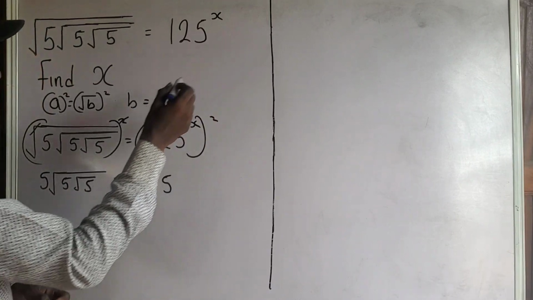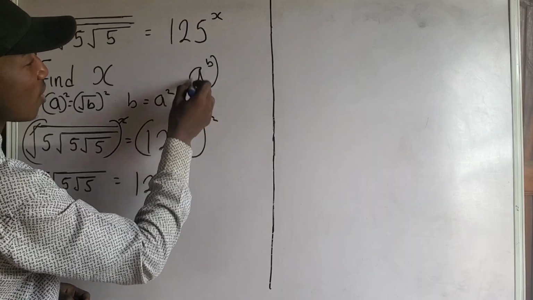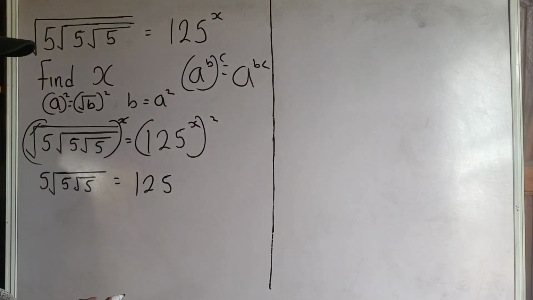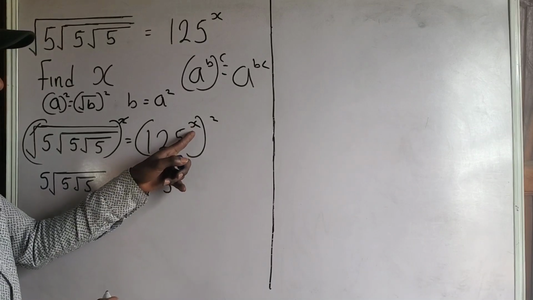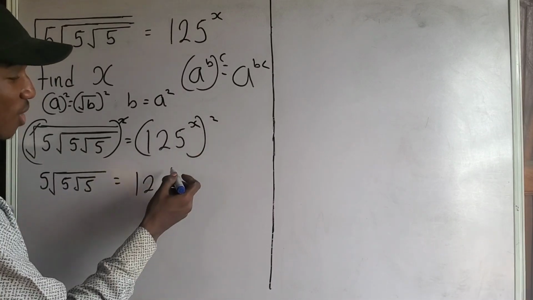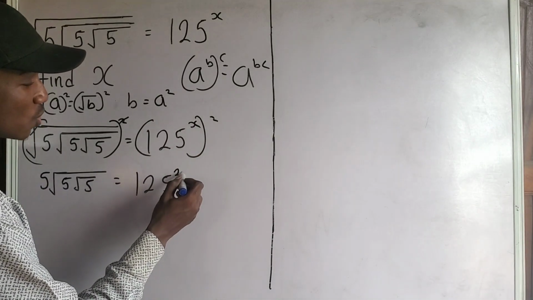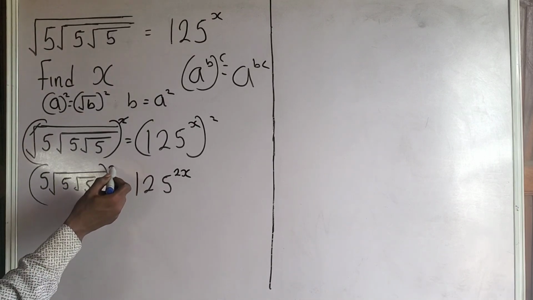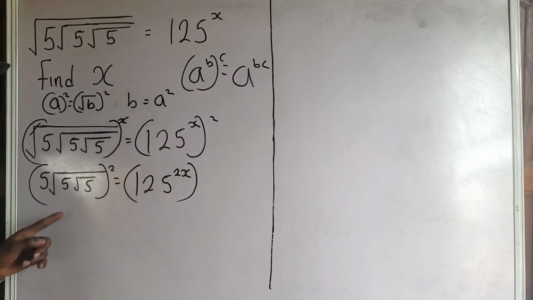according to law of indices, a raised to the power of b raised to the power of c can be written as a raised to the power of bc. Do you understand? So 125 raised to the power of x raised to the power of 2 can be written as 125 raised to the power of 2x, because that will be 2 times x. Do you understand? Okay, now we still have to square it again, because we still have 2 square roots.